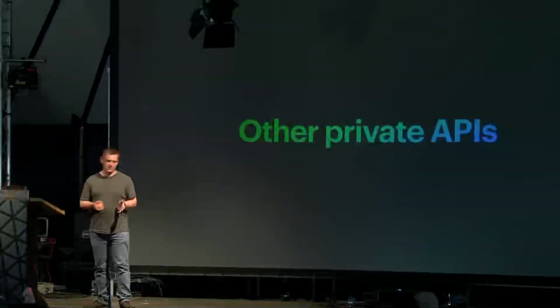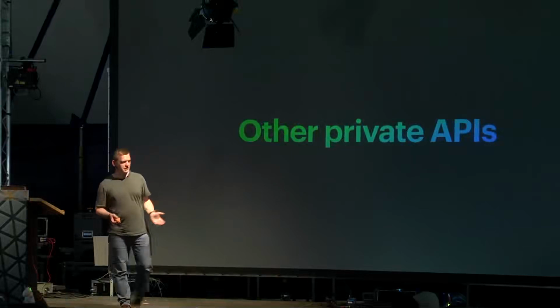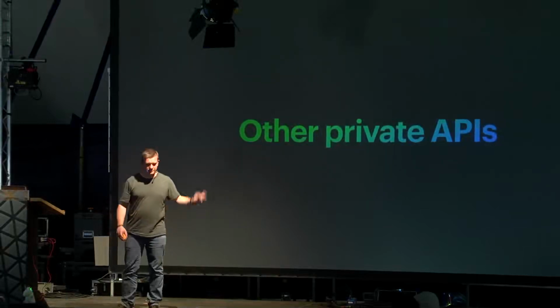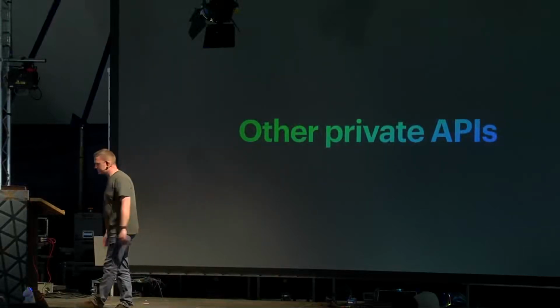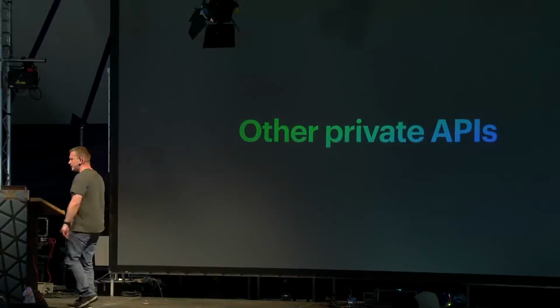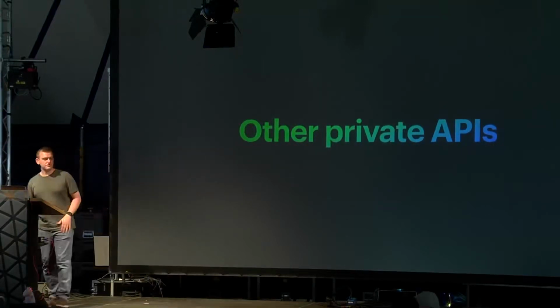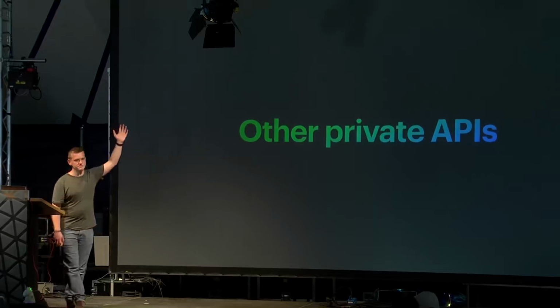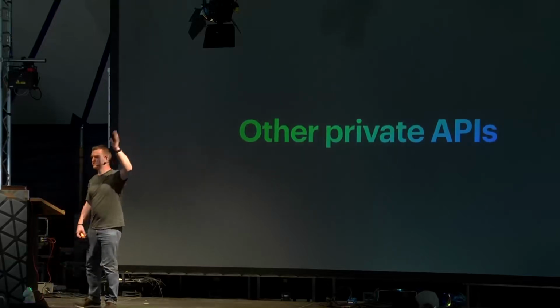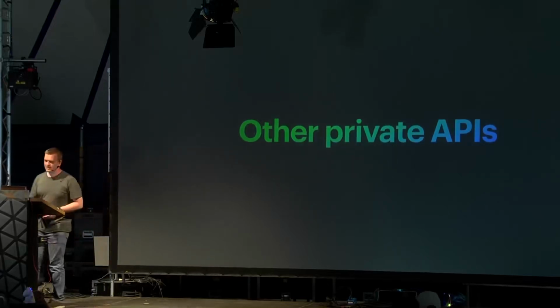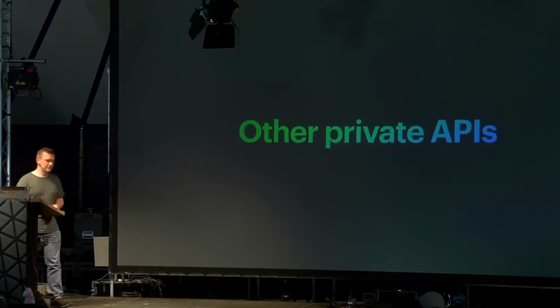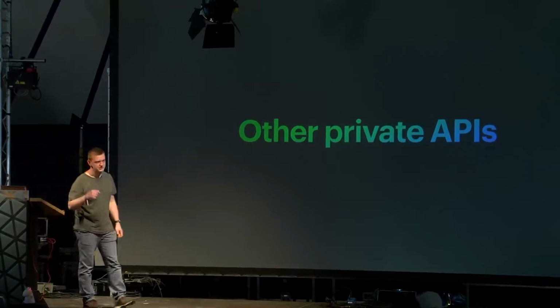Of course, Albert Heijn isn't the only app that has a private API, and Jumbo isn't either. There are others. Has anyone here heard of Go scooters? Okay, a couple of people. Go scooters are a rental service where you can download an app and unlock a scooter that's on the street.